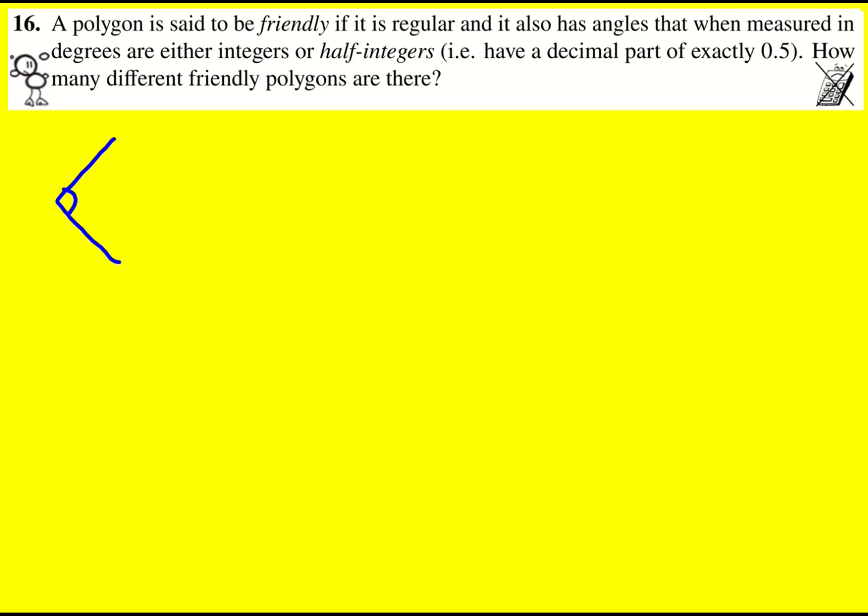Now, it's actually quite tricky dealing with interior angles because you have to do the number of sides minus 2 times 180 divided by the number of sides to see if you get a whole number or a half integer. Much better to look at the exterior angles, these ones here, because if the interior angles are integers or half integers, the exterior angles must also be. I'm just going to write that down.